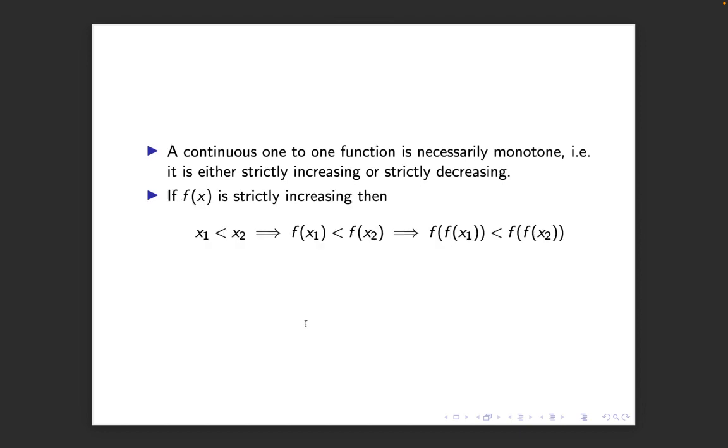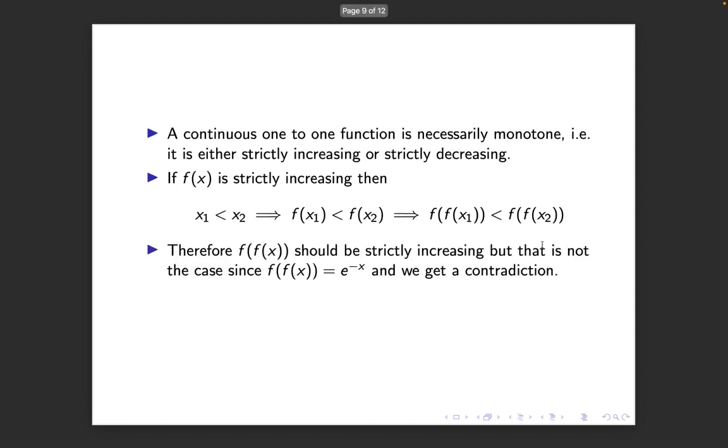So our function f of x is continuous. We just showed that it's one-to-one. So therefore it has to be either strictly increasing or strictly decreasing. Now, if our function is strictly increasing, then x1 less than x2 will imply that f of x1 is less than f of x2 because it's strictly increasing. And if we apply f once again, we will get f of f of x1 is less than f of f of x2.